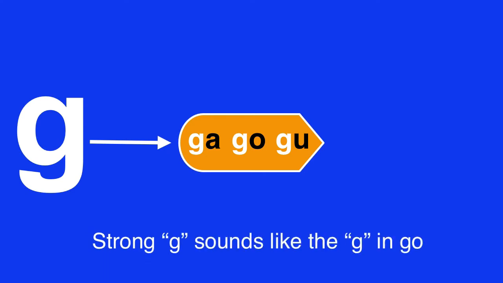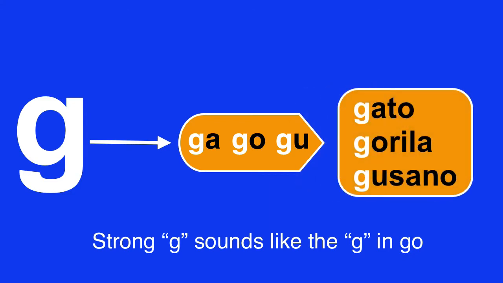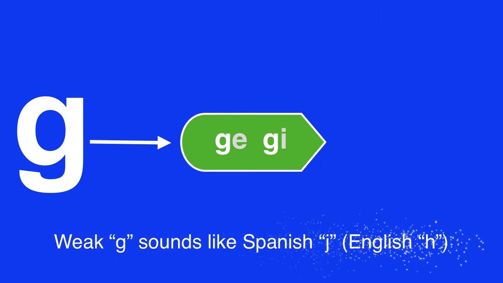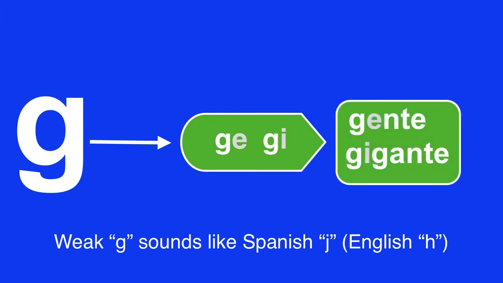The strong G sounds like the G in go. Some examples are gato, gorila, gusano. The weak G sounds like the English H, and some examples are gente, gigante.